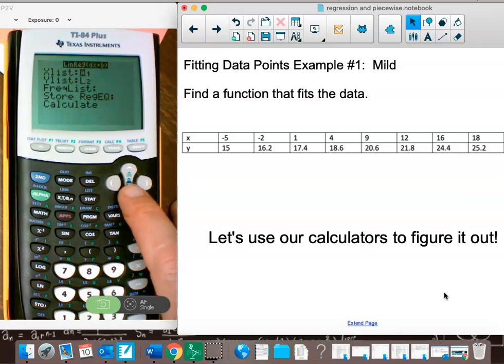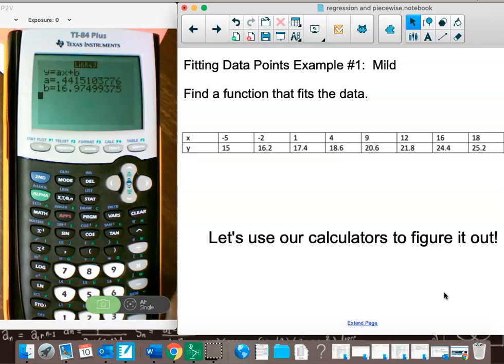It's going to ask you, where are your x's? Our x's are in L1. Our y's are in L2. You don't have to put anything else in. We don't have a frequency list. We don't need to store the regression equation. So you could just hit enter on calculate.